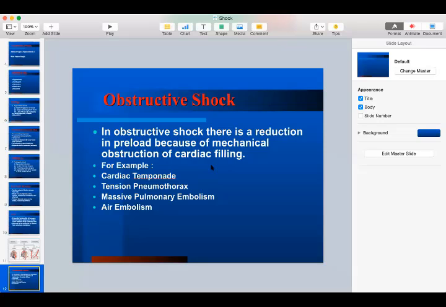The next two are embolisms, a massive pulmonary embolism, or even an air embolism, that can obstruct the flow of blood in the arteries, whether it's to your lungs via the pulmonary arteries or anywhere across your body.